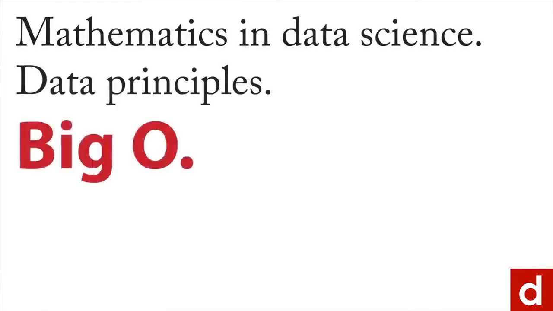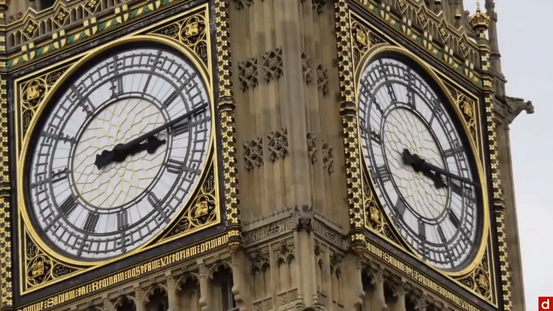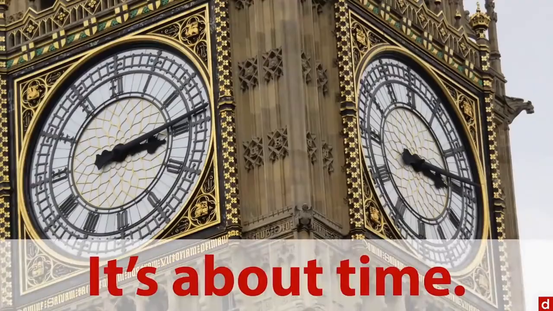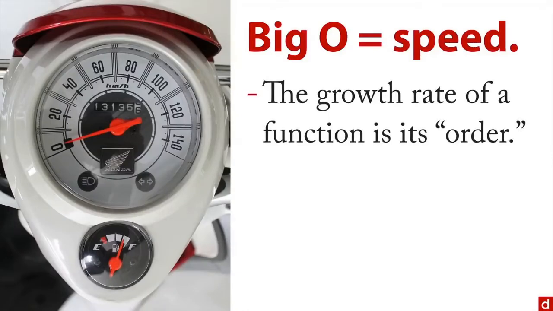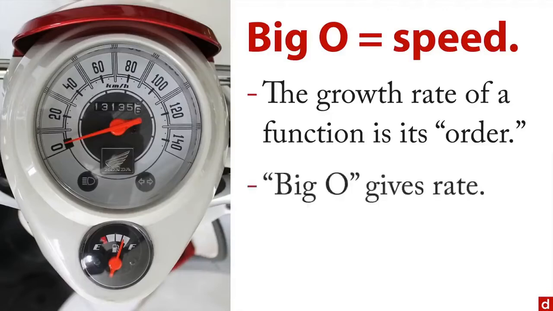Our next topic in mathematics and data principles is something called Big O. And if you're wondering what Big O is all about, well, it is about time. Or you can think of it as how long does it take to do a particular operation? It's the speed of the operation. If you want to be really precise, the growth rate of a function, how much more it requires as you add elements, is called its order. That's why it's Big O. That's for order. And Big O gives the rate of how things grow as the number of elements grows.